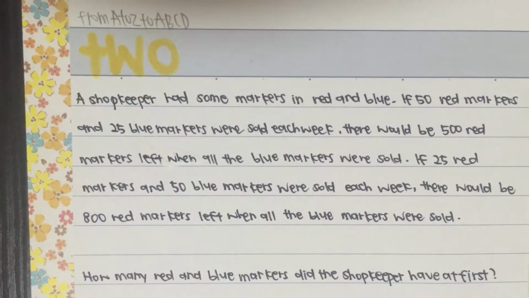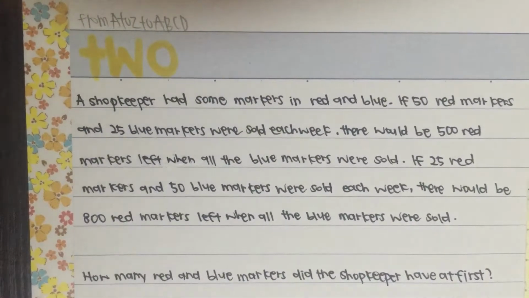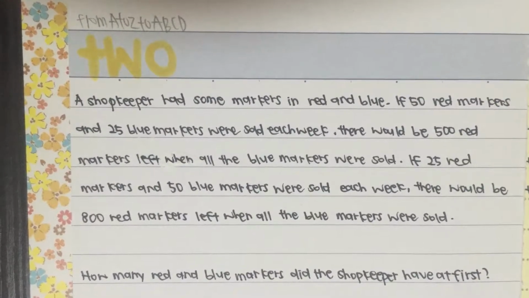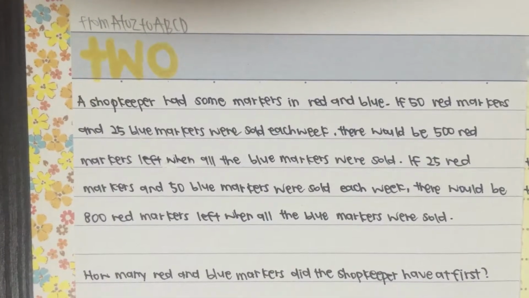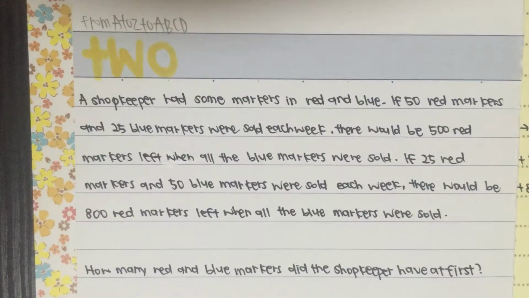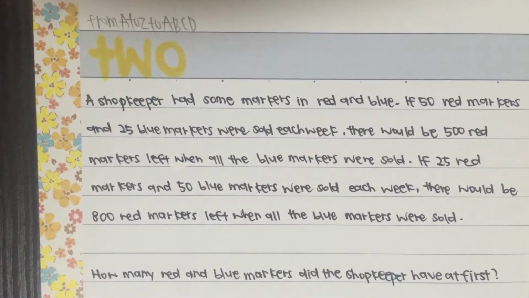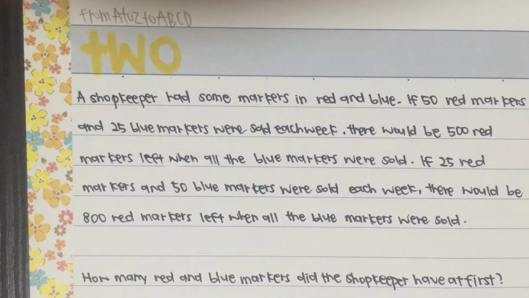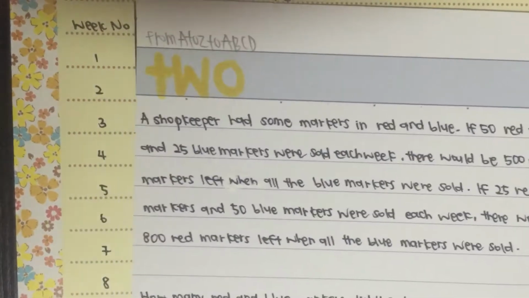So, let's get started. A shopkeeper had some markers in red and blue. If 50 red markers and 25 blue markers were sold each week, there would be 500 red markers left when all the blue markers were sold. If 25 red markers and 50 blue markers were sold each week, there would be 800 red markers left when all the blue markers were sold. How many red and blue markers did the shopkeeper have at first?